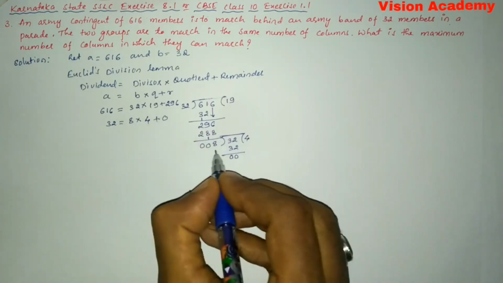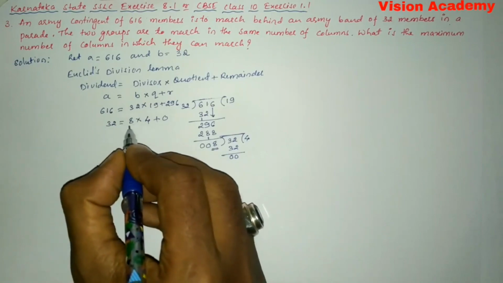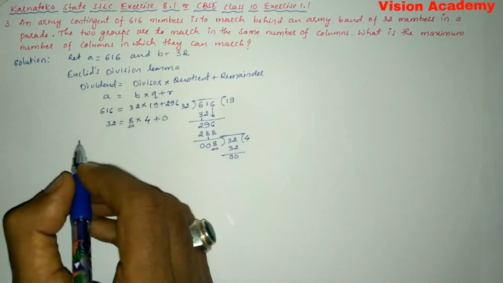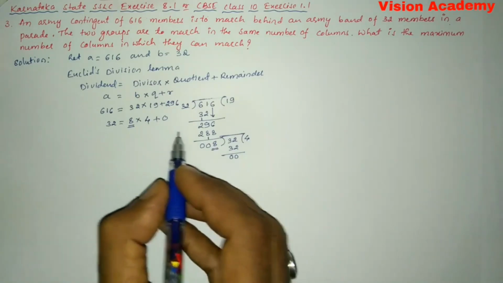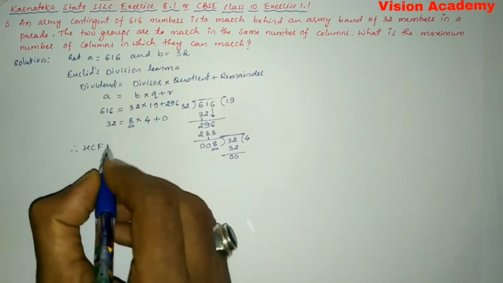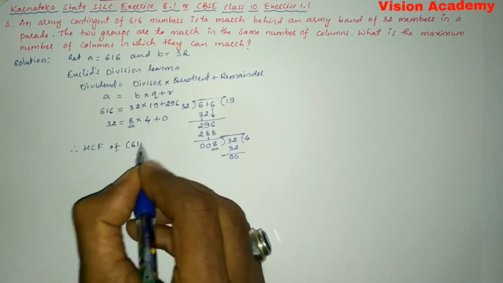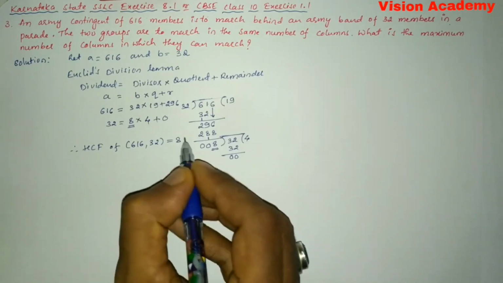Here the last divisor, that is 8, is called the HCF. Now we can write the last remainder is 0, the last divisor is 8. So therefore we can write HCF of 616 and 32 is equal to 8.